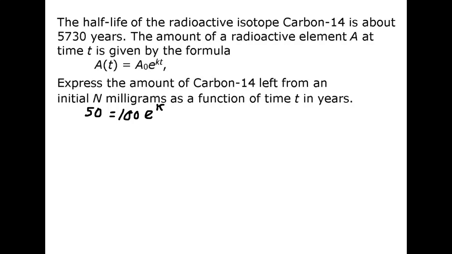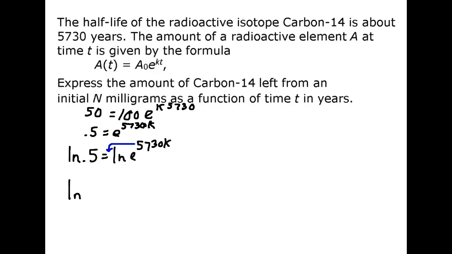So we put time as 5,730, and then we solve for k. First you divide the 100 out, so you have 0.5 equals e to the 5,730k. And then you take the natural log of both sides of the equation. That lets you use the power rule for logarithms and make your exponent into a coefficient.